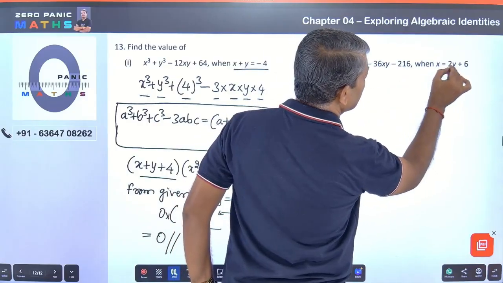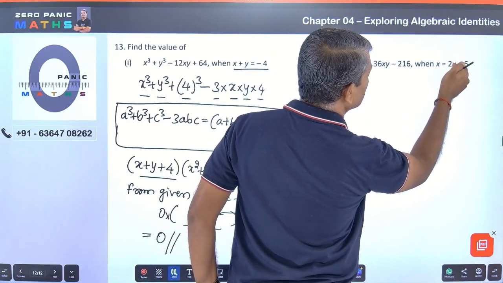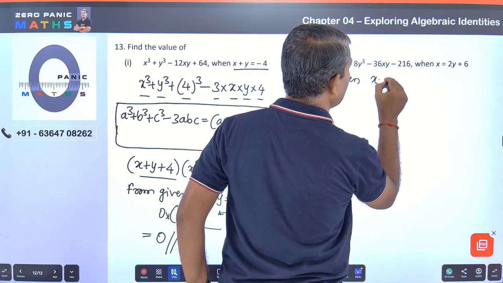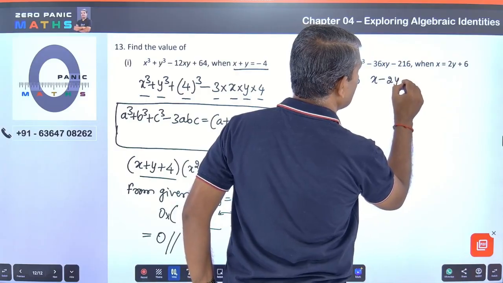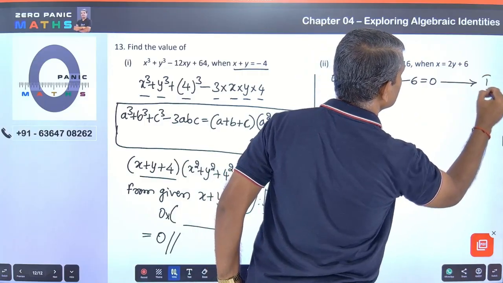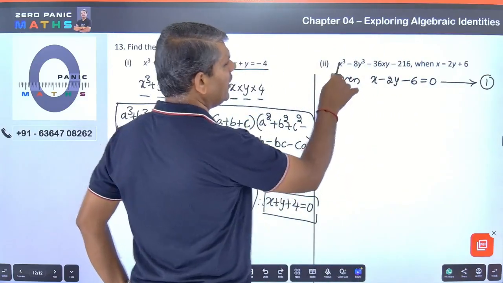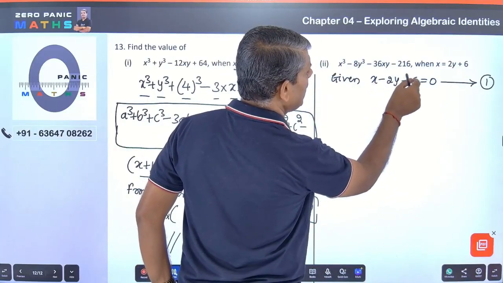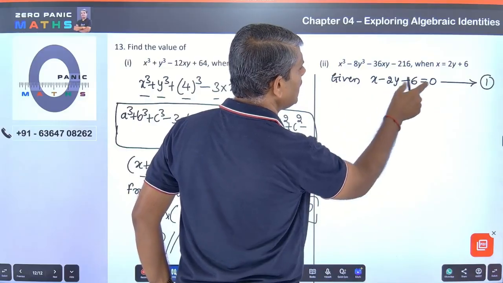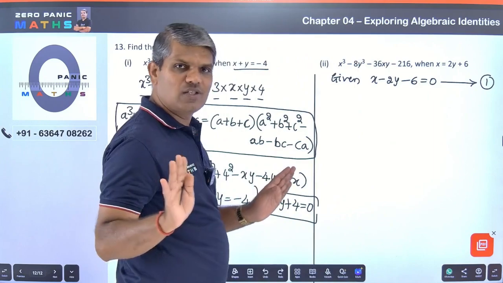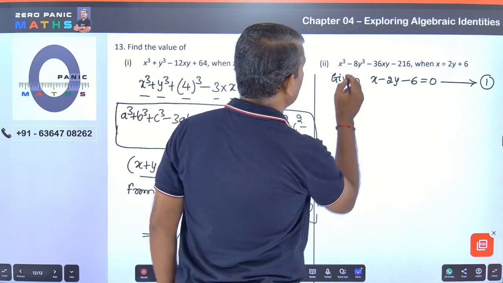Given is x minus 2y, and I will take 6 to the left side, and it will be x minus 2y minus 6 is equal to 0. Let us keep this as equation 1. And finally, when you reduce this expression, you are going to get this x minus 2y minus 6 as one of the factors. Substituting that 0 will lead to the whole expression value as 0 only. That is what is going to happen here also.